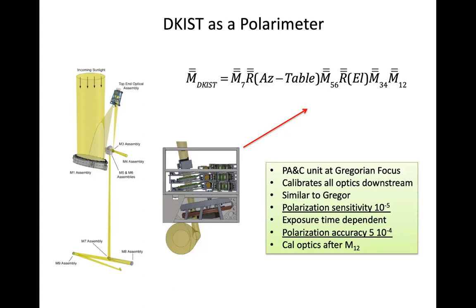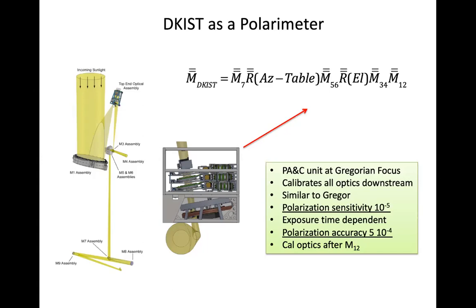But the requirements for DKIST are that sensitivity should be 10 to the minus 5, and accuracy 5 times 10 to the minus 4. These are the numbers that we're putting in the requirements. You can think of signal to noise as the inverse, it's 10 to the 5. You need to be able to reach 10 to the 5, and you need to have this polarization accuracy.